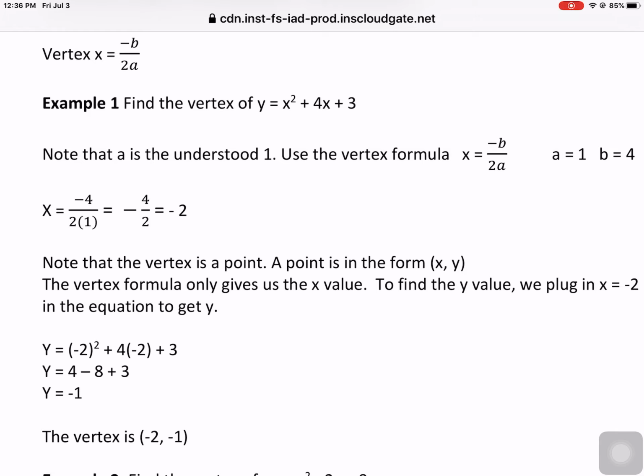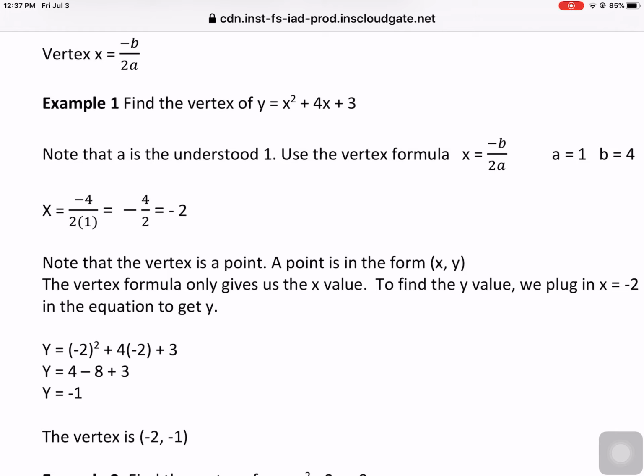Note that the vertex is a point. A point is in the form x, y. The vertex formula only gives us the x value. To find the y value, we plug in x equals negative 2 in the equation to get y. So y equals negative 2 squared plus 4 times negative 2 plus 3. Negative 2 squared equals 4. 4 times negative 2 is minus 8 plus 3. So y equals 4 minus 8 plus 3, y equals negative 1. So the vertex is x equals negative 2, y equals negative 1.